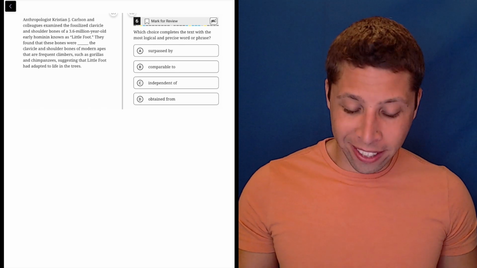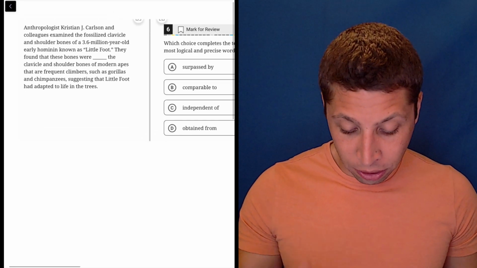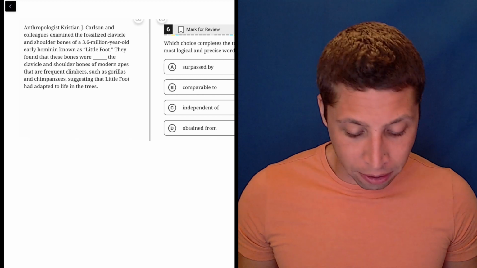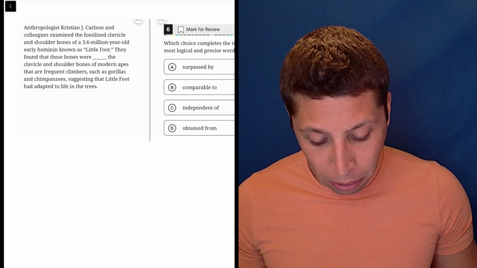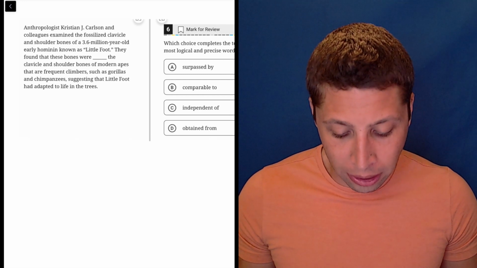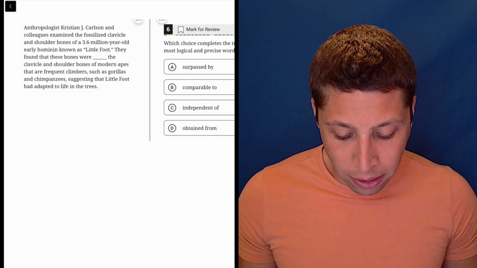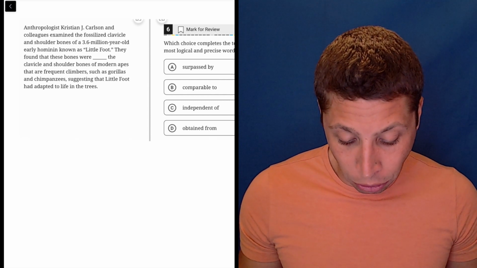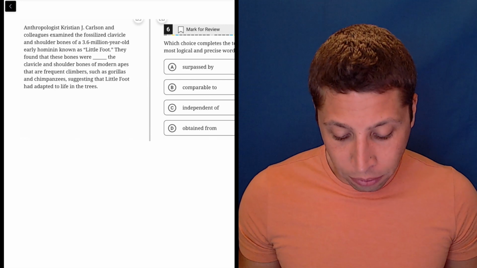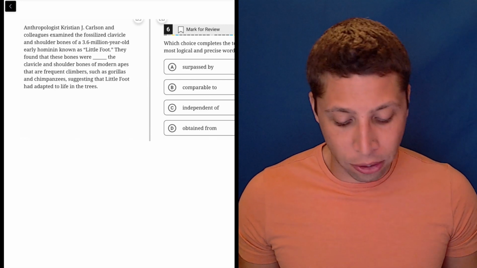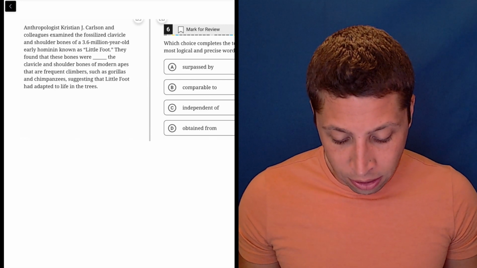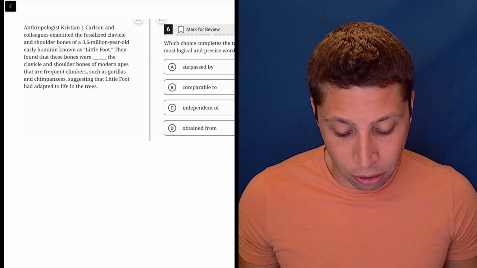All right, let's just dive right into these sentences here. Anthropologist, whatever, and colleagues examined the fossilized clavicle and shoulder bones of a 3.6 million year old early hominin known as Littlefoot. They found that these bones were blank, the clavicle and shoulder bones of modern apes, and are frequent climbers, such as gorillas and chimpanzees, suggesting that Littlefoot had adapted to life in the trees.